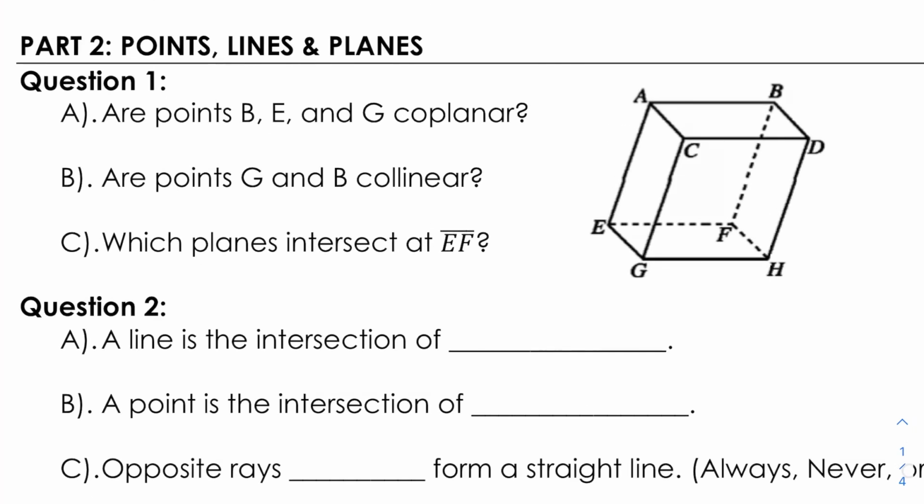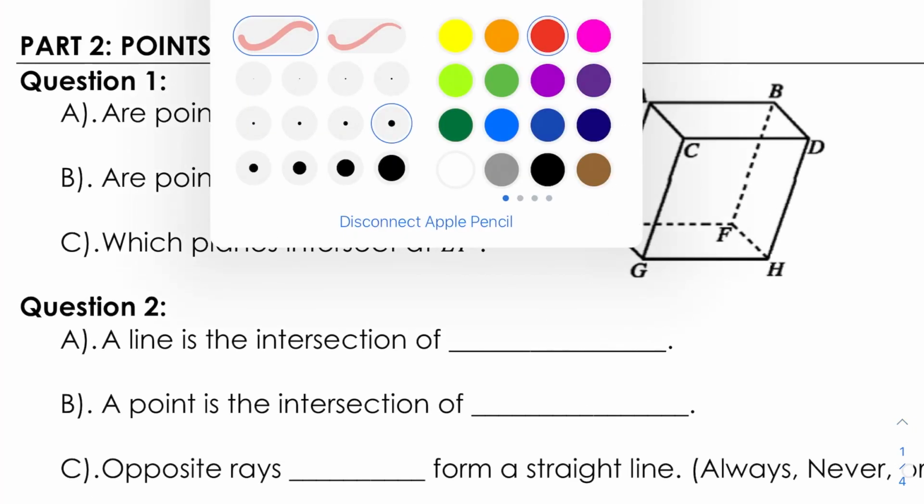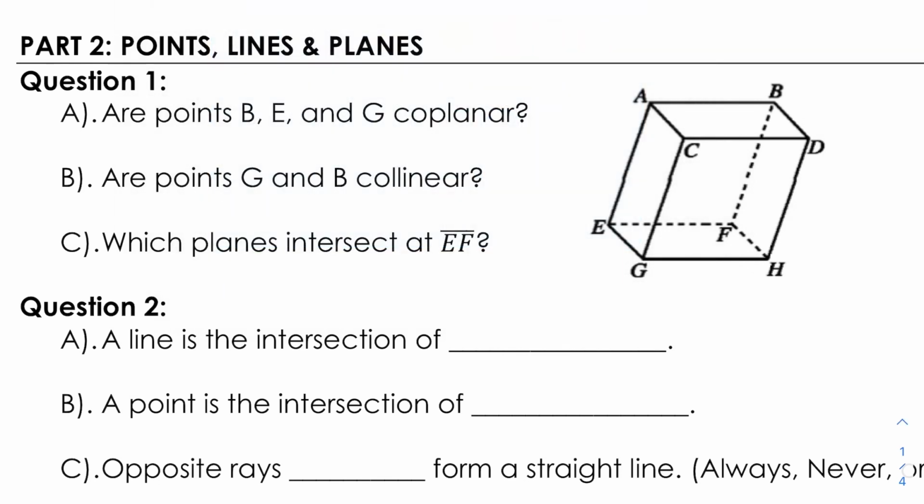Our first question is: are B, E, and G coplanar? The definition of coplanar is that any three non-collinear points can make a plane. This one's kind of tricky. If I have B, E, and G, they're non-collinear, so I can draw a diagonal plane through those points. So yes, they are coplanar.